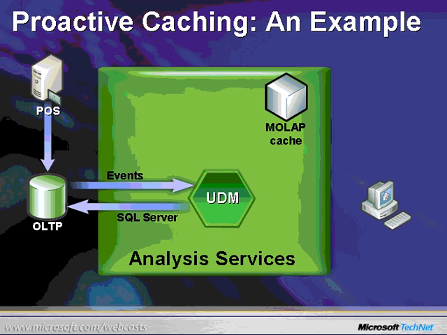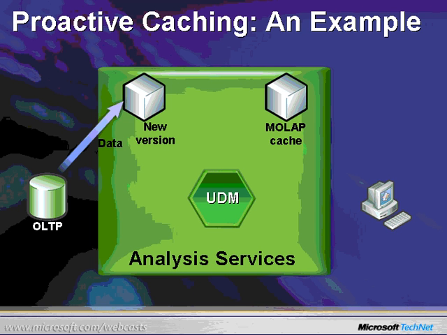An event comes through to the UDM announcing that the data in the relational database has changed. Sometime after this, depending upon the policy configuration, two things will occur. First, we'll drop the old MOLAP cache because it's exceeded acceptable latency. The second thing that occurs is when an MDX query comes in, the UDM will go to the relational database to get the most up-to-date information.